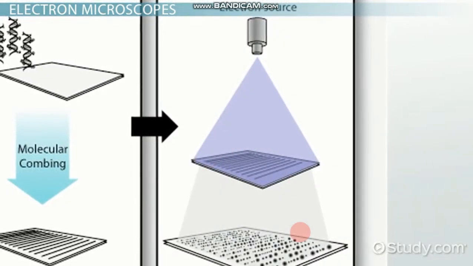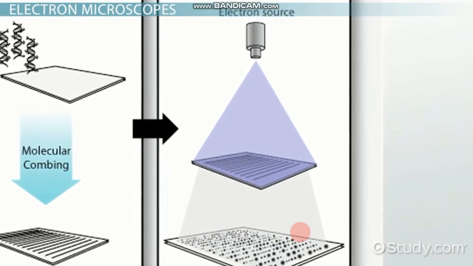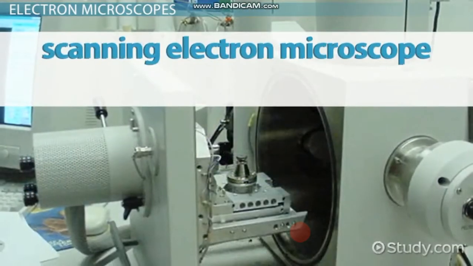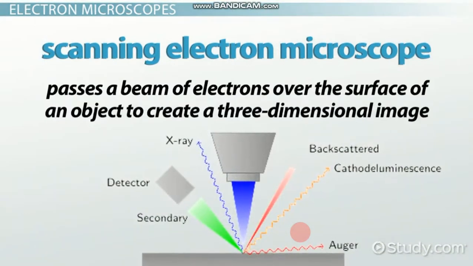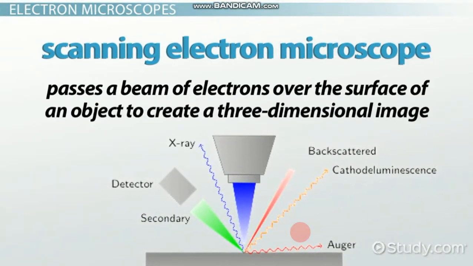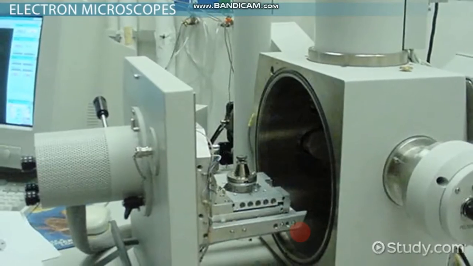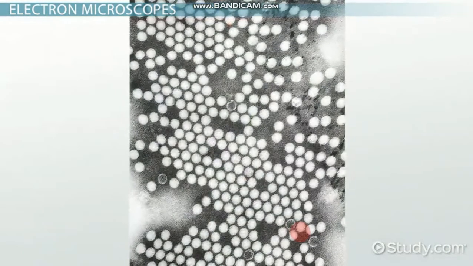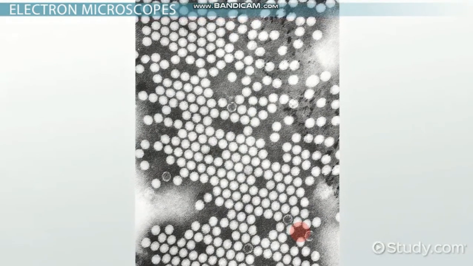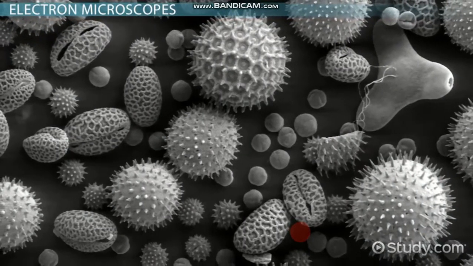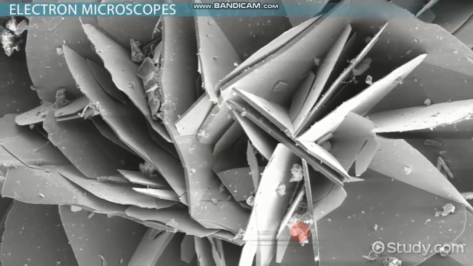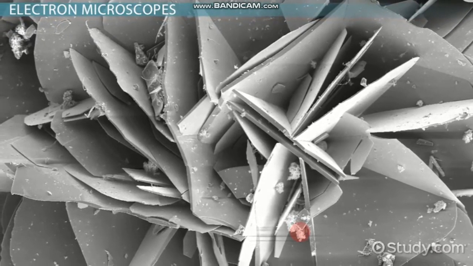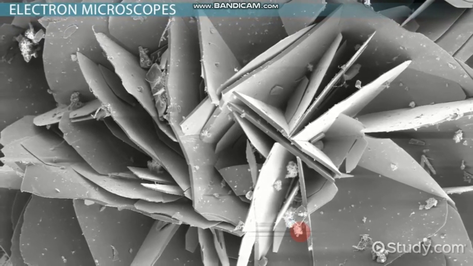Number 2, instead of passing a beam of electrons through a specimen, a scanning electron microscope, or SEM, passes a beam of electrons over the surface of an object to create a 3-dimensional image. Although scanning electron microscopy does not have as much resolution as transmission electron microscopy, it can still image objects smaller than 1 nanometer. In addition, because scanning electron microscopy creates a 3D image, it can show surface structure better than any other type of microscopy.